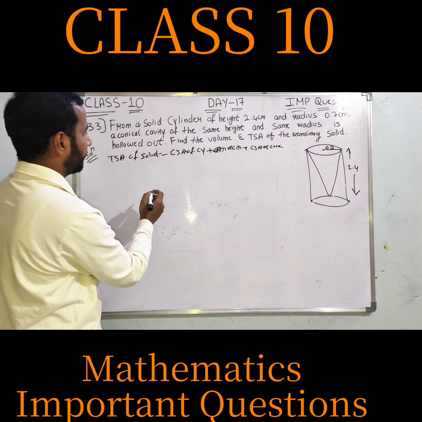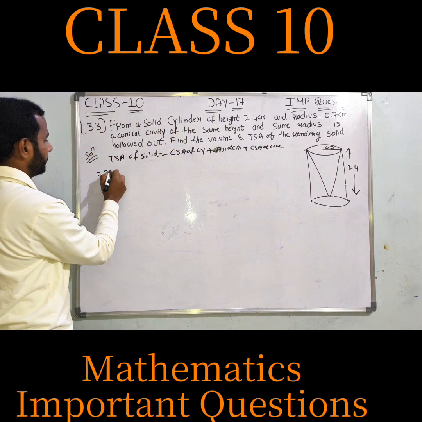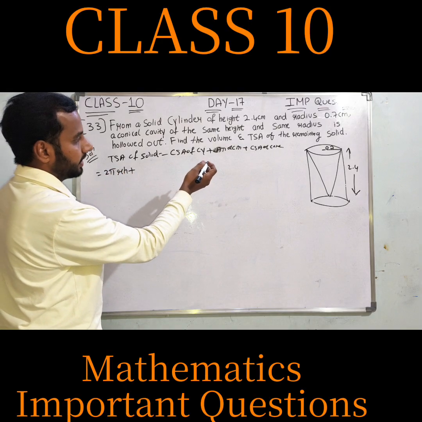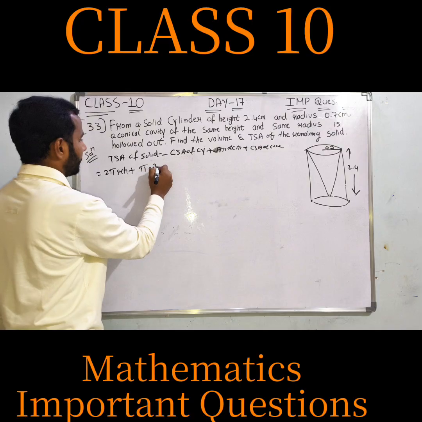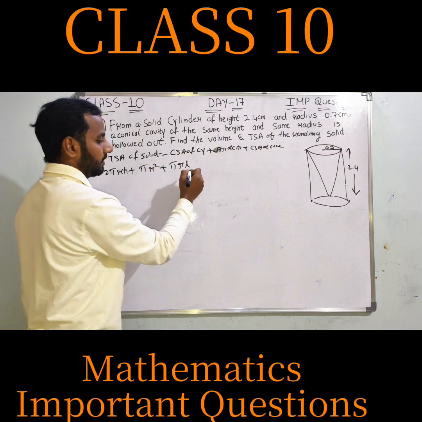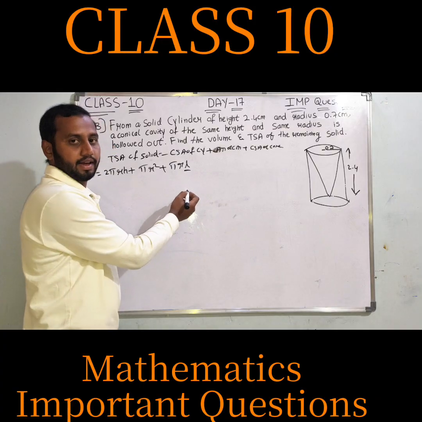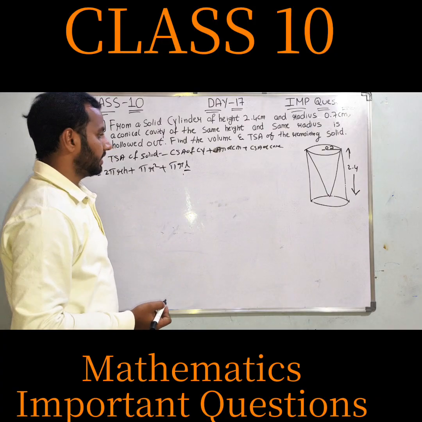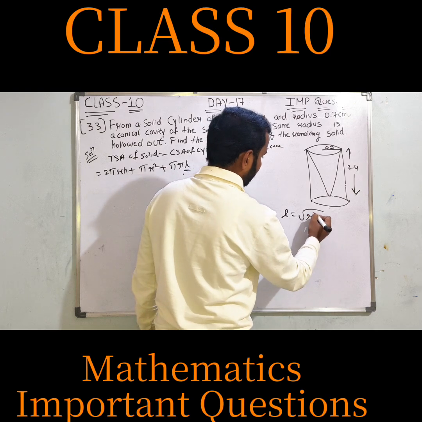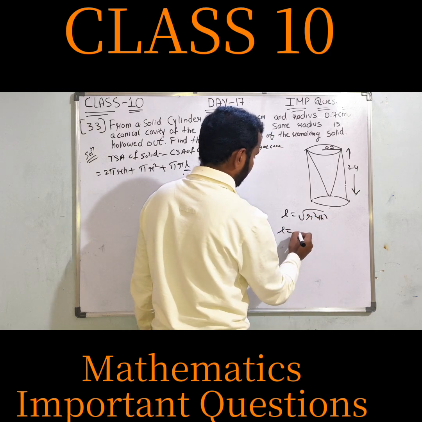Now, what is the CSA of the cylinder? 2 pi r h. Next, the area of the circle is pi r square. The CSA of the cone is pi r l. Here I need to find the value of l. What is l? l is the slant height. Slant height is found by l equal to under root r square plus h square.